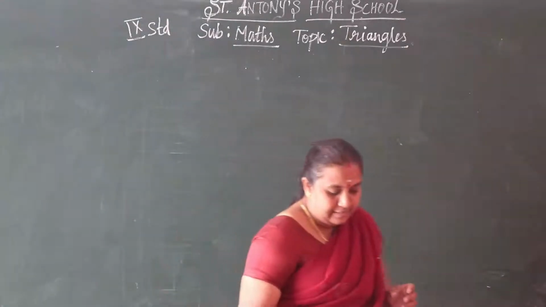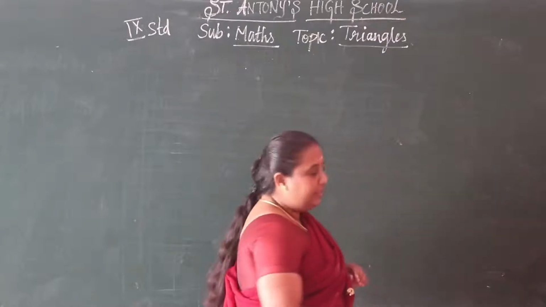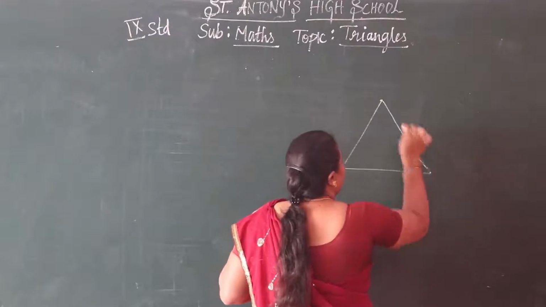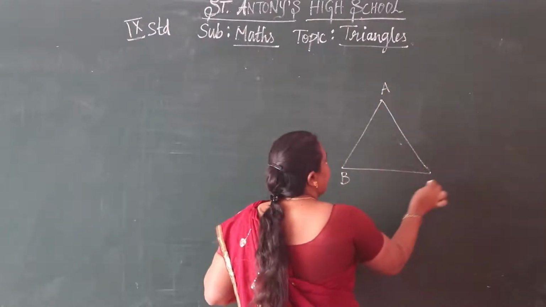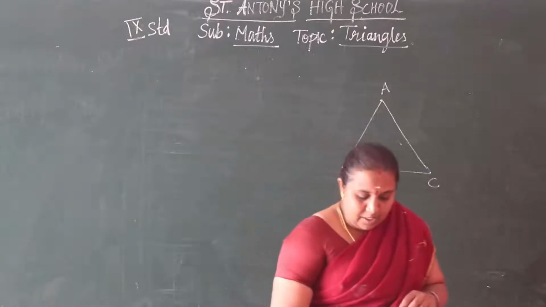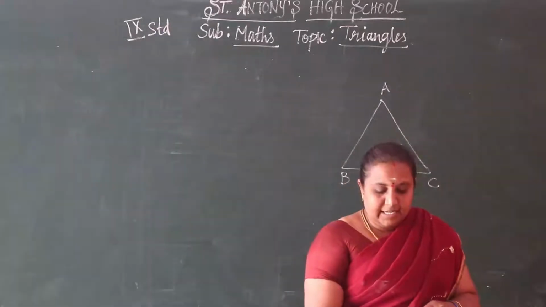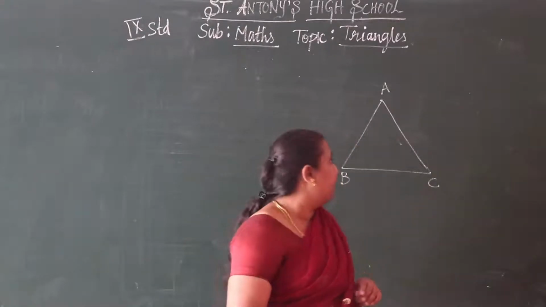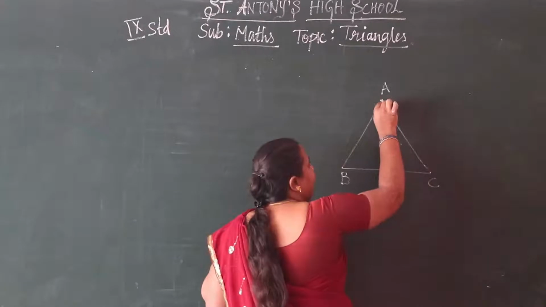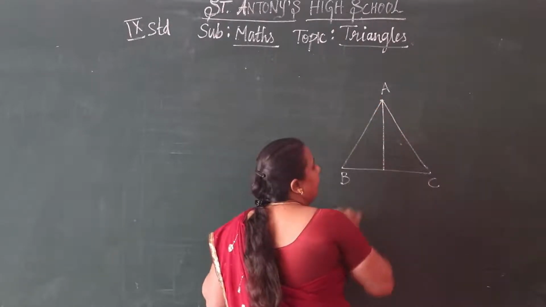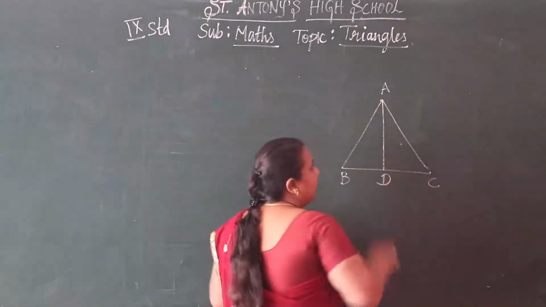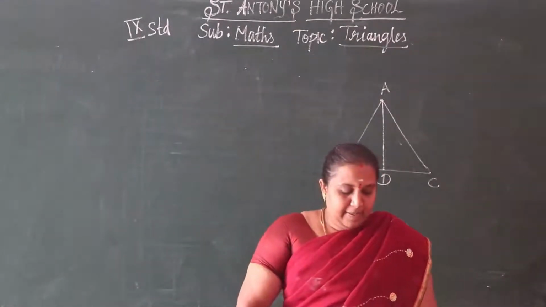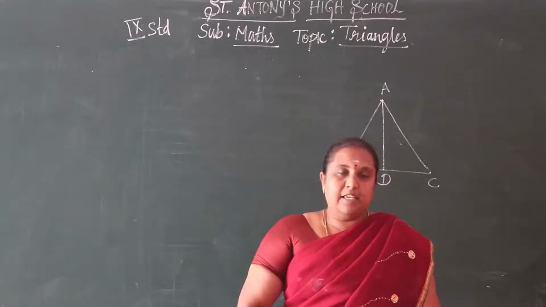So example 4 is given in a triangle ABC. Okay, in a triangle ABC, the bisector AD of angle A is perpendicular to side BC. Then show that AB equals AC and triangle ABC is isosceles.